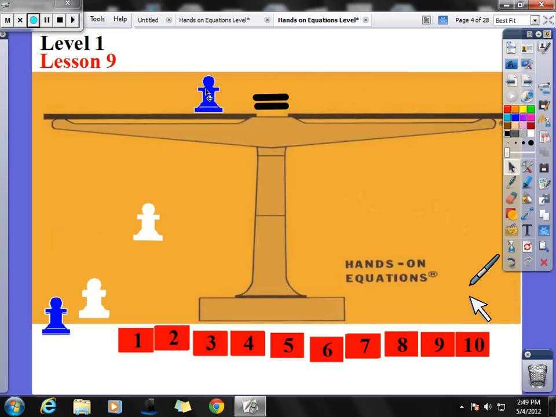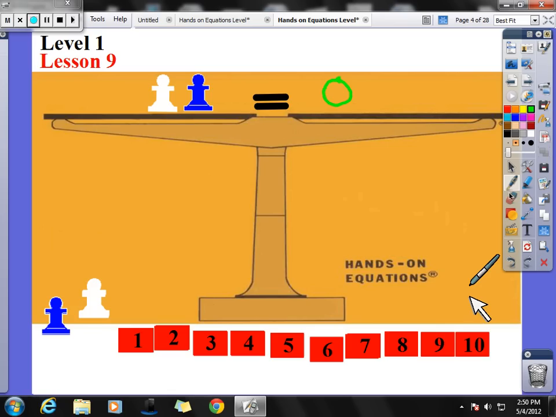So on the left side of your board, I would like you to put a blue pawn and a white pawn. I want 1 X and 1 star. On the right side, I would like you to put a 0. Because if I were to give you 1 X, that's the blue one, and 1 star together, and I put them on the scale, knowing that the scale is always going to be in balance, and I don't have anything over here, I have the number 0, these two together are zeros.